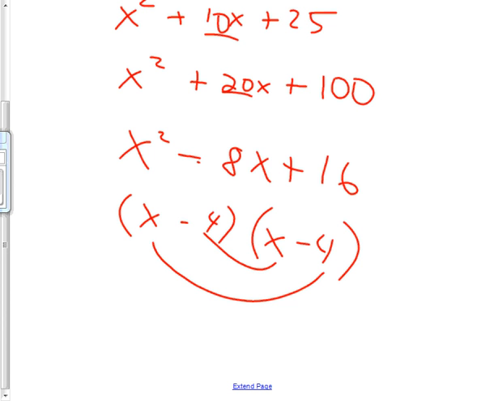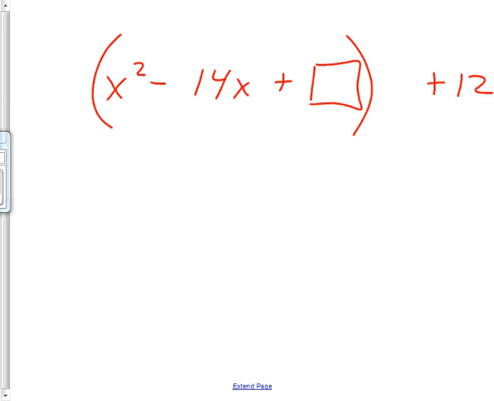So, let's try another one. Let's say I had x squared minus 14x plus 12. Does that work? No. Wouldn't it be nice if I could just move the 12 aside and say, I'm going to put in a box here and put in the number that I want to be there? Okay? And I'll put the plus 12 over here just to remember what it was. Well, that's what you do. You make up the number that you want to go here. And half and square tells you to put in what?